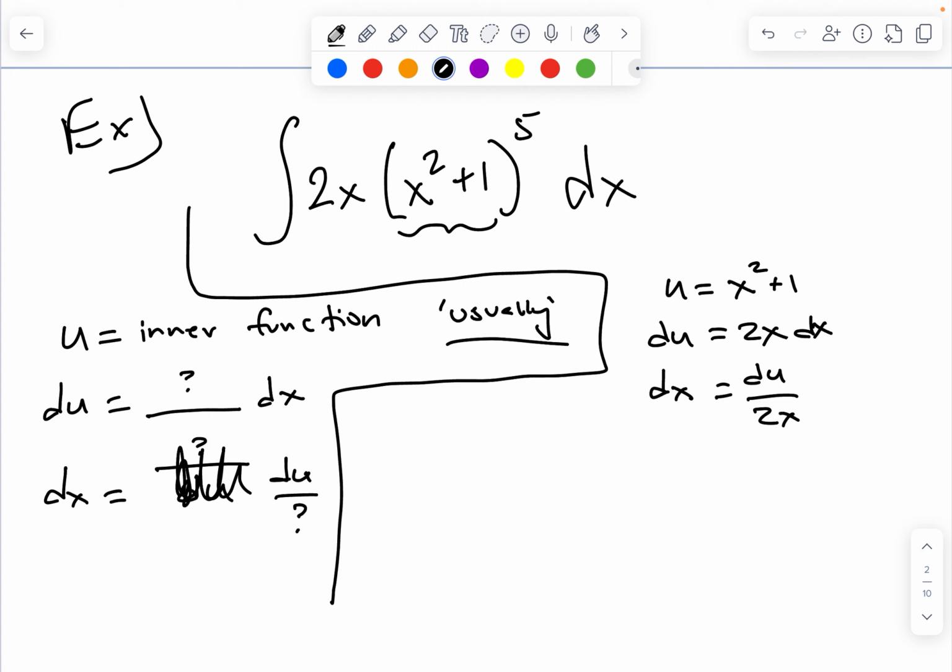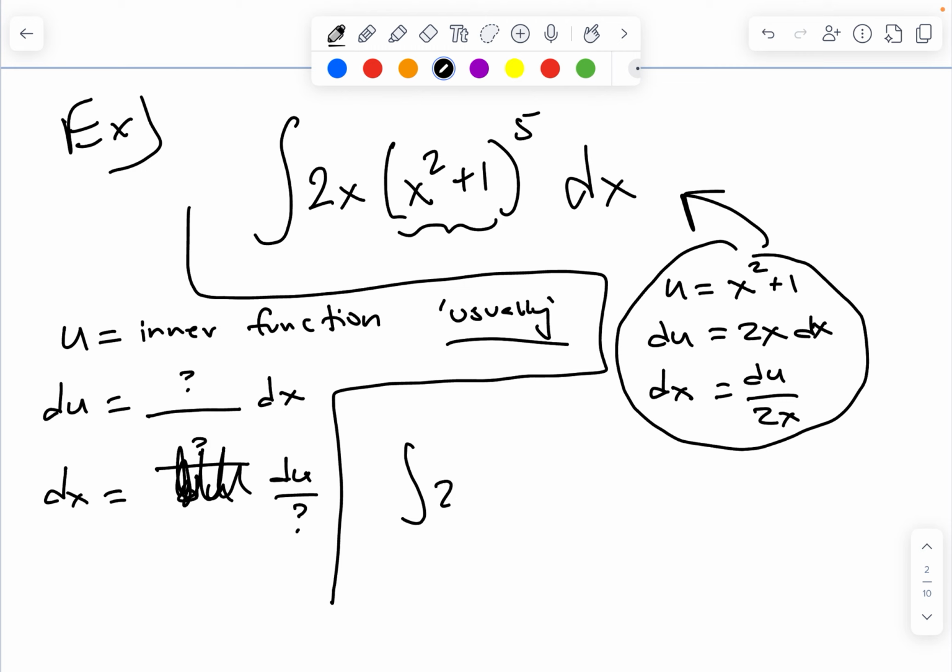All right, so now I'm going to plug all of this back into the original equation. So we're going to get 2x times u to the fifth, and dx is just du over 2x. Now notice how the two x's cancel out, and that is very important because if they did not cancel out, we would have both an x and the u variable, which we have not learned how to solve yet. So it is very important that when you do U substitution, your other variables all cancel out, and the only thing that is left is u.